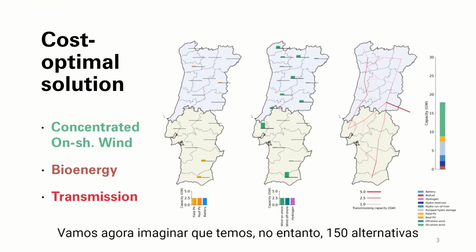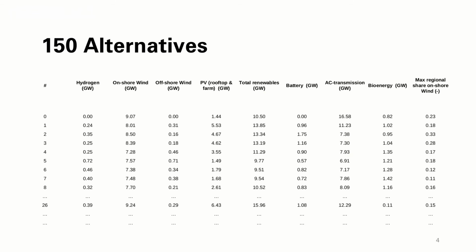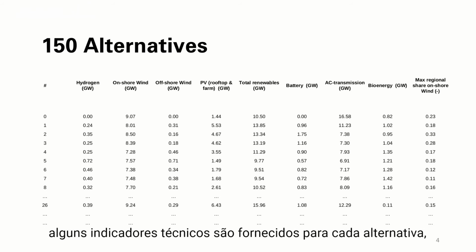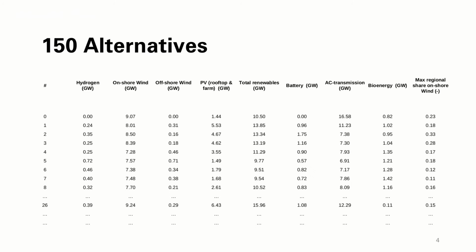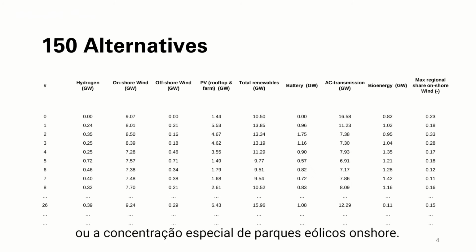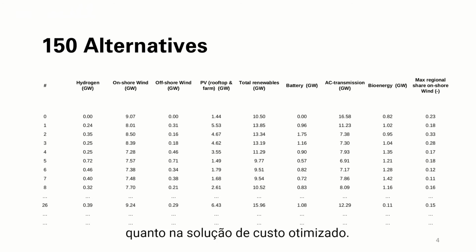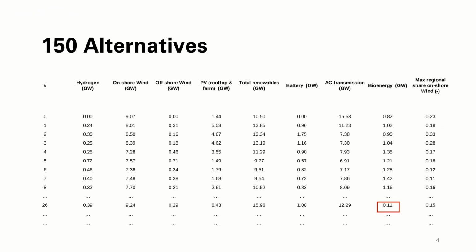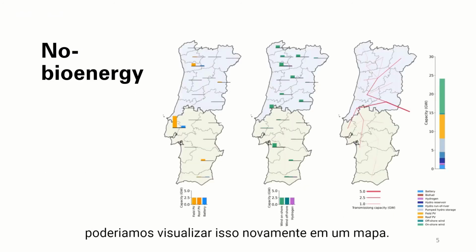Let's now imagine that we have, however, 150 alternatives to this carbon-neutral configuration of the Portuguese energy system. We could look at them through a summary table, in which some technical indicators are provided for each alternative, such as the amount of capacity installed for each technology, or the spatial concentration of onshore wind farms. And let's imagine that we don't want to have as much bioenergy as in the cost-optimal solution. In this case, we could filter the table to show the system configuration with the lowest amount of bioenergy, which would be configuration number 26 in this example. And we could visualize that again on a map.